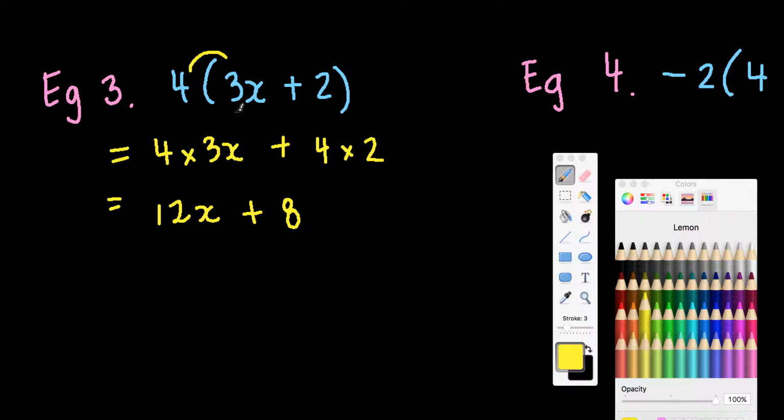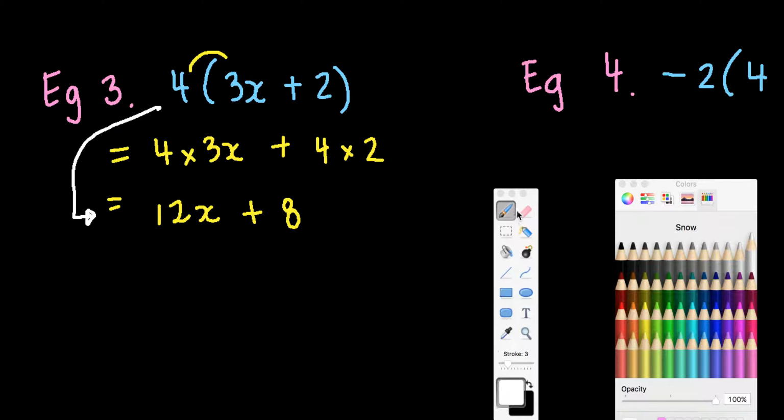Again, you don't need to put this second step in. I've just done that there so I can clearly show you how I got this 12x. You can, of course, go straight from this step here down to that one. There's no issue in doing that.